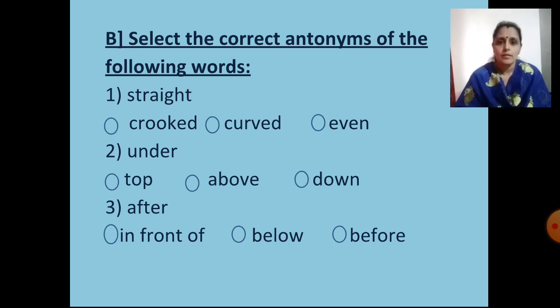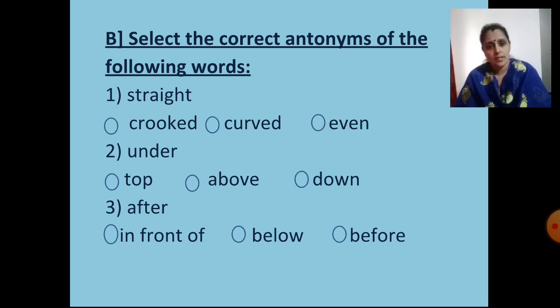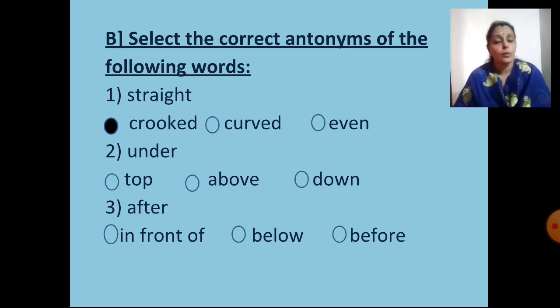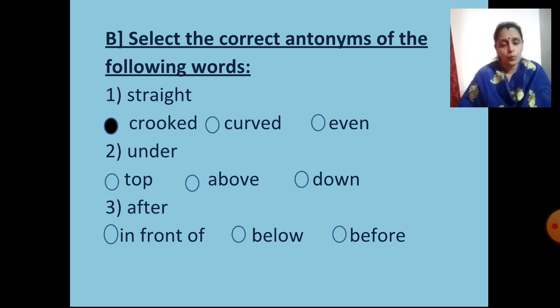Okay, straight, S-T-R-A-I-G-H-T. What is the opposite of straight? C-R-O-O-K-E-D, crooked. C-U-R-V-E-D, curved. E-V-E-N, even. So the opposite of straight is crooked, C-R-O-O-K-E-D. Yes, and I have selected it by clicking on it. You have to think, select the answer and select it by clicking on the answer, okay?